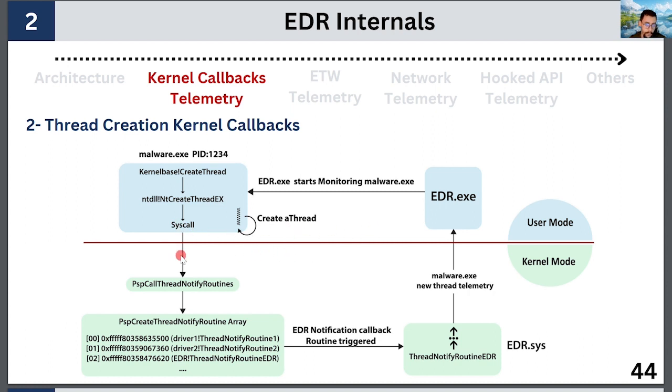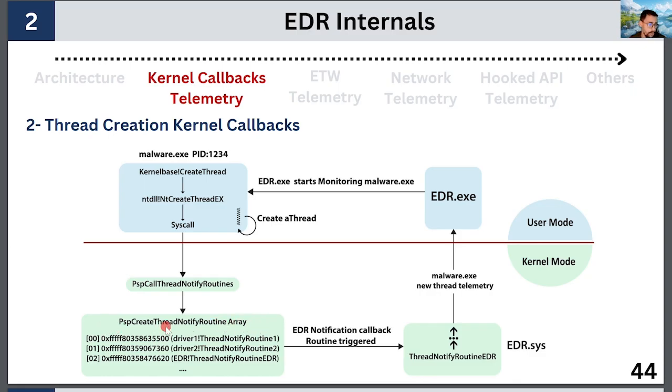mode to kernel mode. Once in kernel mode, the syscall is handled by the Windows Process Manager, which allocates the ETHREAD structure for the new thread and links the thread to the EPROCESS structure of malware.exe. It then calls the kernel function PspCallThreadNotifyRoutines, which iterates through the registered thread creation callbacks stored in the PspCreateThreadNotifyRoutine array.